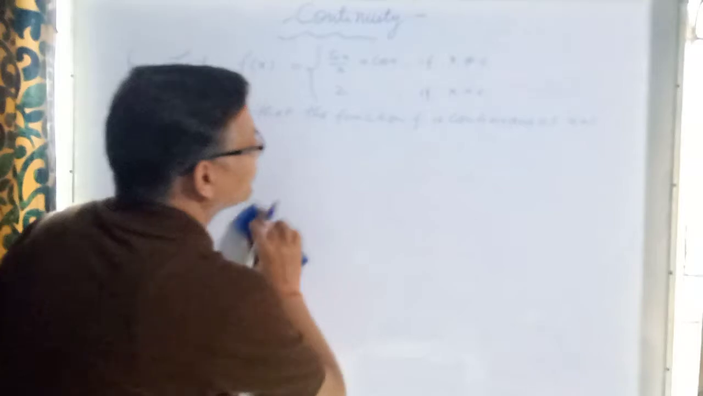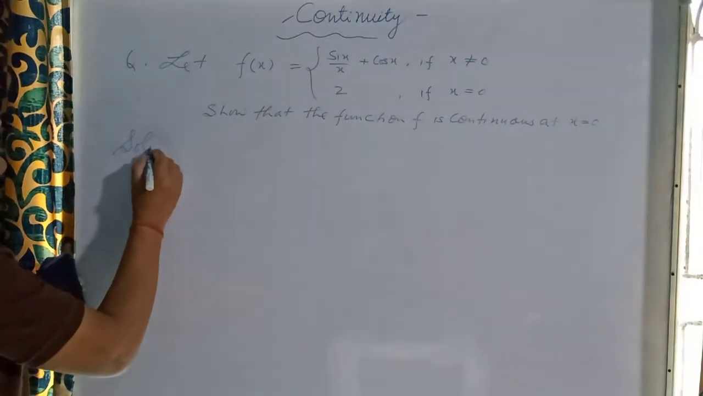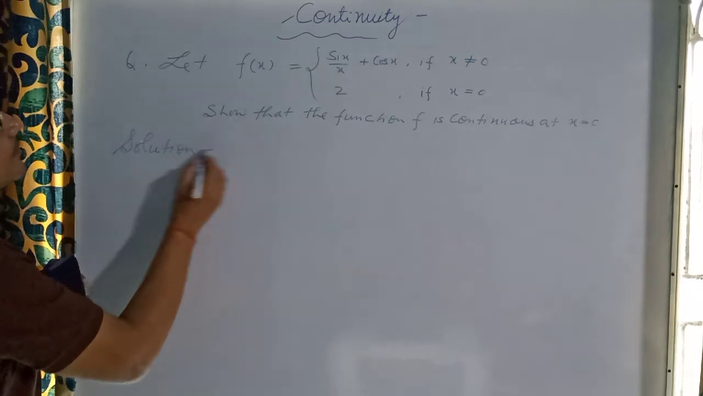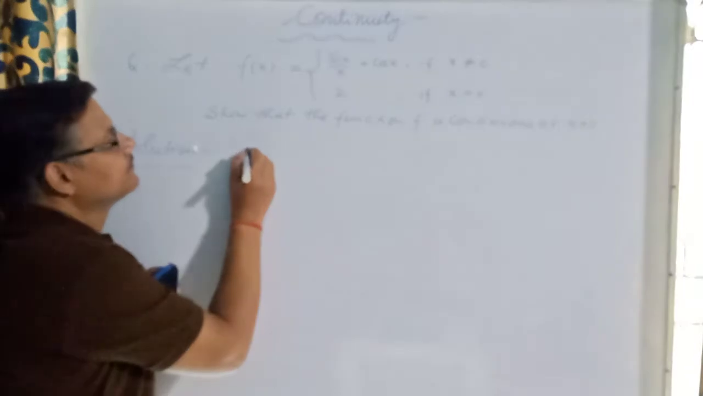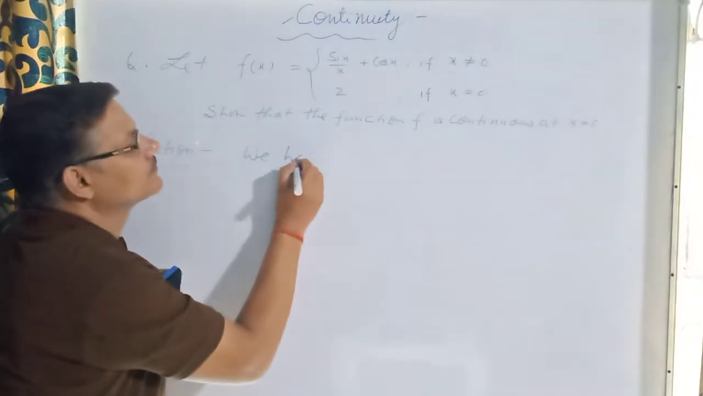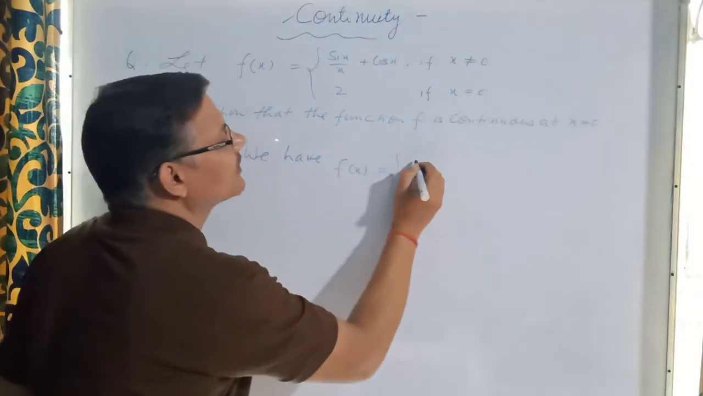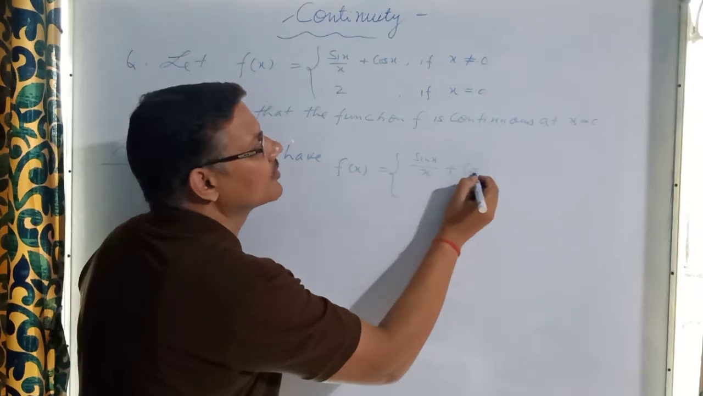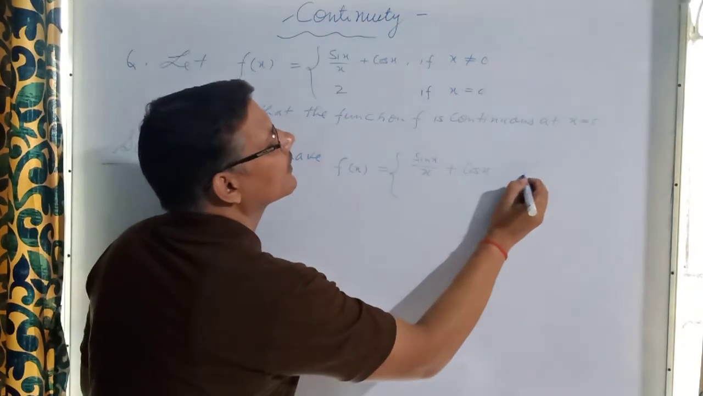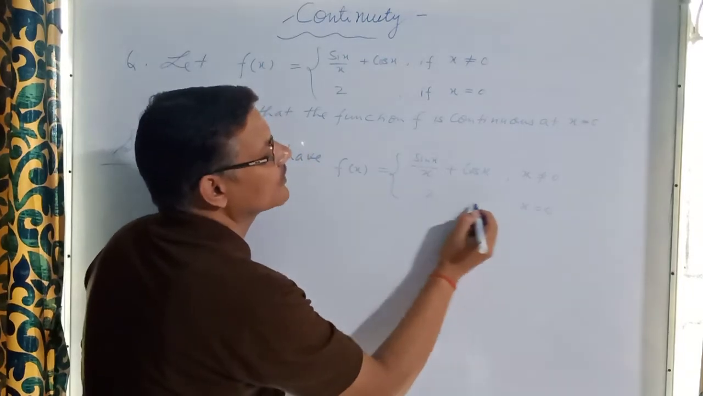The function is defined, and we are only required to get the left hand limit and right hand limit. This is part of the solution. We have f(x) equal to sin x by x plus cos x if x is not equal to 0, and if x equal to 0, its value is 2.